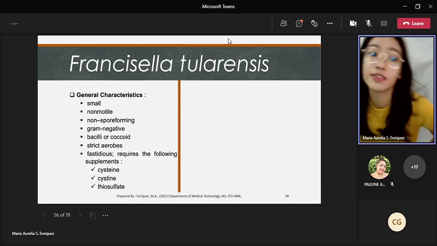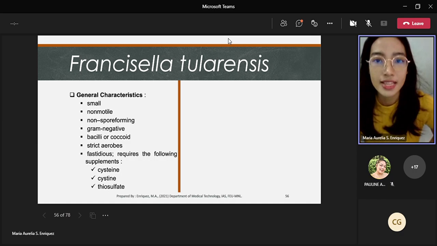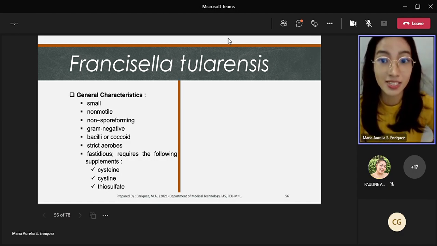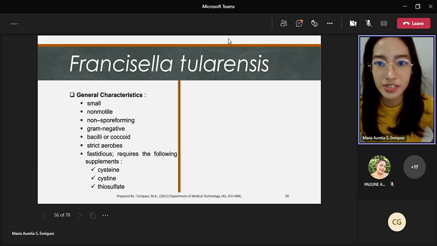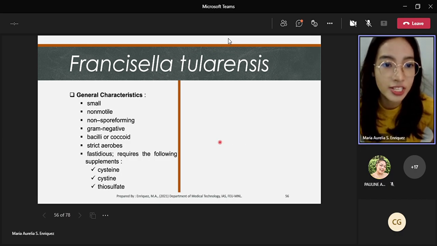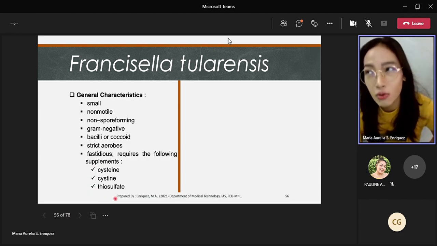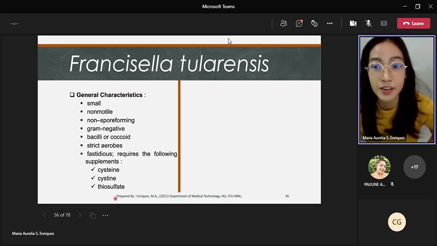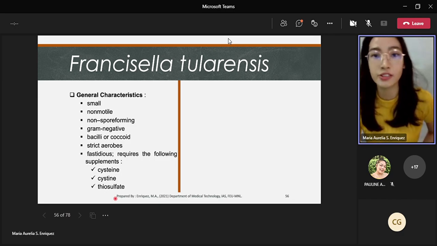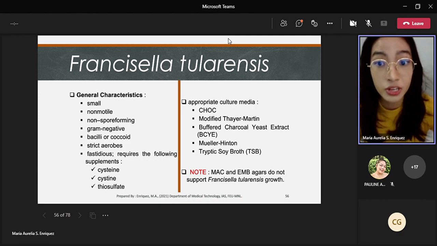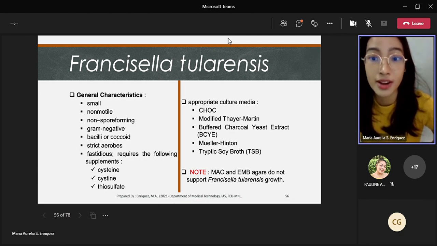All right, for the general characteristics of Francisella tularensis, this is a small, non-motile, non-spore-forming strict aerobe. And as a fastidious bacteria, it requires the following sources of nutrition: cysteine or cystine, and thiosulfate. So these three are its main requirements as a supplementation for us to be able to isolate this organism. And listed here are the appropriate culture media for the isolation of Francisella tularensis.